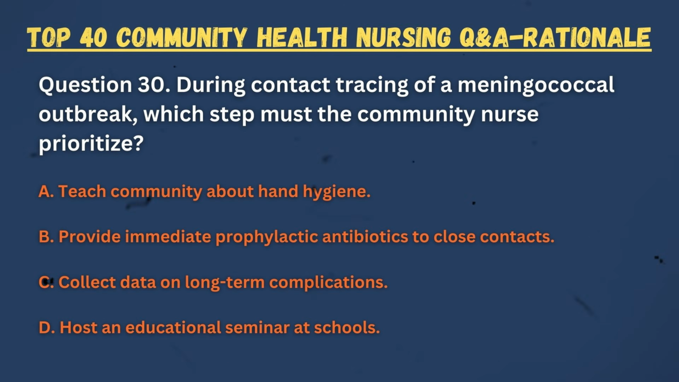Question 30. During contact tracing of a meningococcal outbreak, which step must the community nurse prioritize? A. Teach community about hand hygiene. B. Provide immediate prophylactic antibiotics to close contacts. C. Collect data on long-term complications. D. Host an educational seminar at schools.